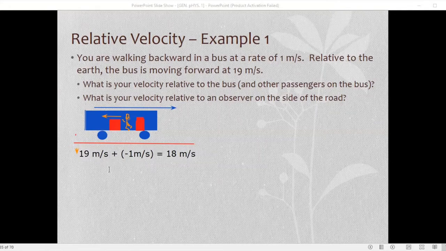Now, what is your velocity relative to the observer on the side of the road? So now there is an observer on the side of the road. Let's draw again. So this is the observer, waving at you. What is now your velocity relative to the side of the road?